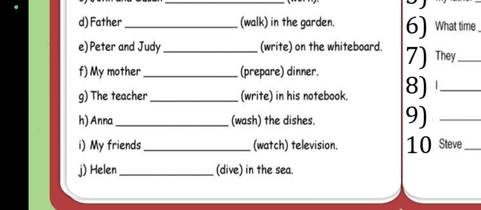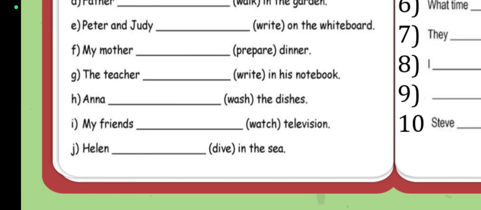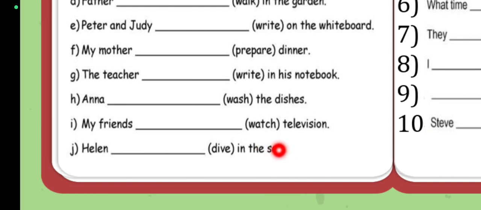Can you try? Sorry, my mother is preparing dinner. The teacher is writing in his notebook. Anna is washing the dishes. My friend is watching the TV. Helen is diving in the sea. That's good. It is C. See. You got it. Really good. Just be careful with the pronunciation of this one.